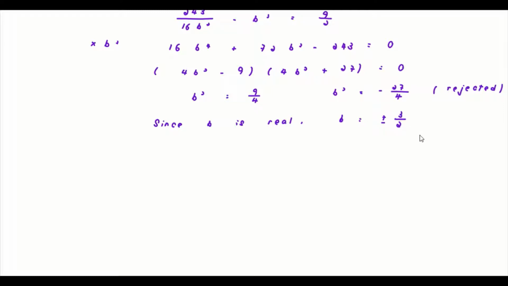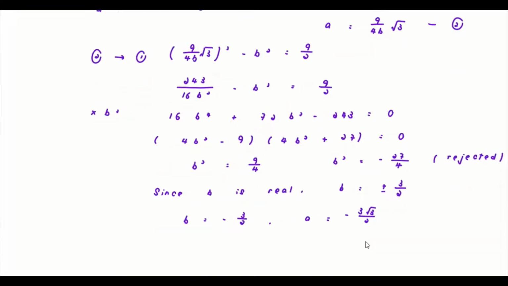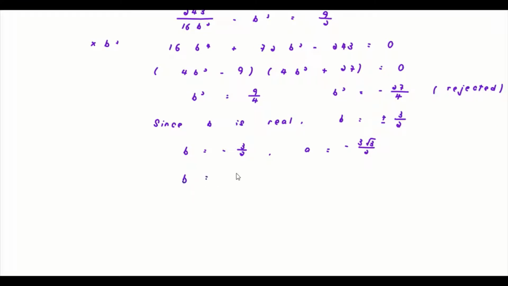Alright, so after we have found this, we can proceed to get our a. Let's look at the equation. So a is equal to 9 over 4b square root 3, right? You can just solve it with your calculator and you will be able to get, let me write in pair. Okay, so when b is equal to negative 3 over 2, we'll be able to get a is equal to negative 3 square root 3 over 2. Then when b is positive 3 over 2, we'll get a is equal to positive 3 square root 3 over 2.